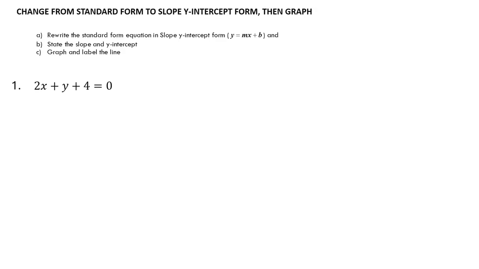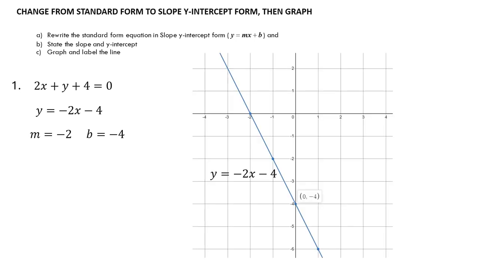All right, once again, we're given an equation in standard form. Let's keep y on the left and bring the other values to the right, where it becomes y equals negative 2x minus 4. The slope is negative 2, and the y-intercept, or b, is negative 4. And here is our graph with a label at the y-intercept, 0, negative 4.